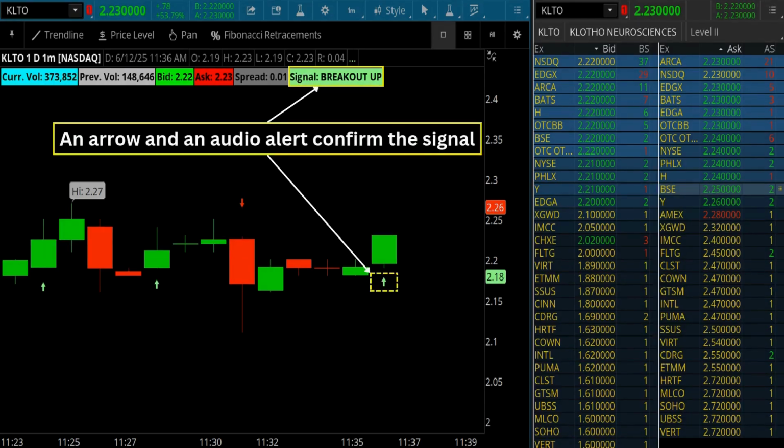As the breakout up or breakout down signal occurs, an arrow also appears on the candlestick chart, confirming the direction of the breakout, green for up and red for down. In addition, an audio alert sounds just as the breakout is detected.